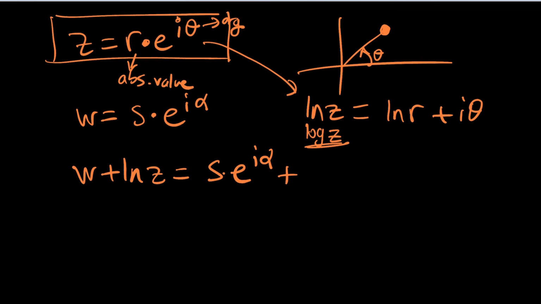So these two ln's are different. This is a real valued ln. This is actually a complex logarithm, okay? So, of course, that's going to be followed by i theta.